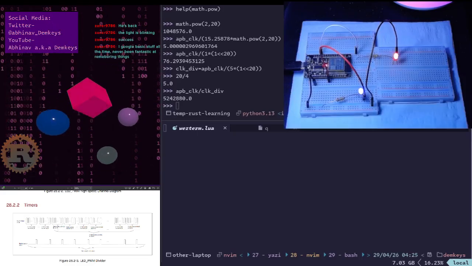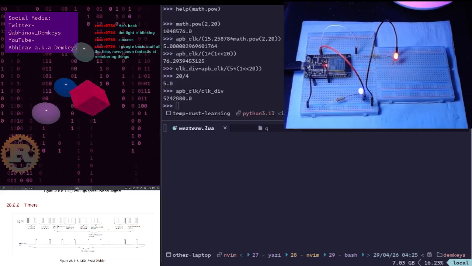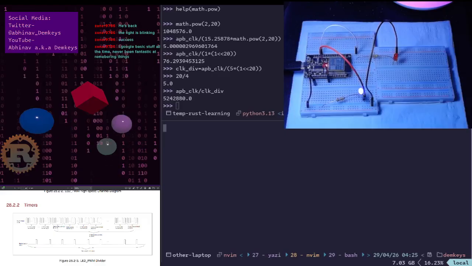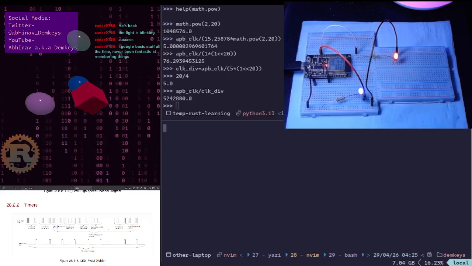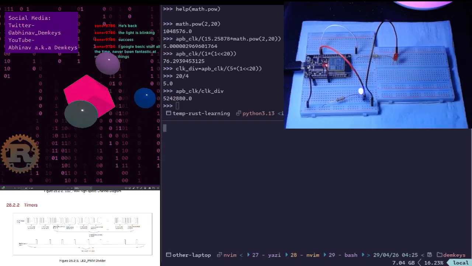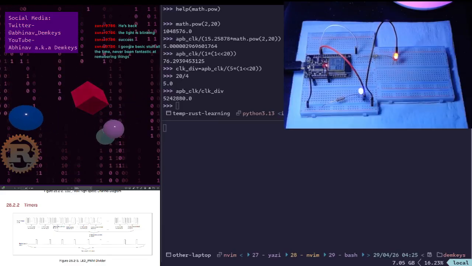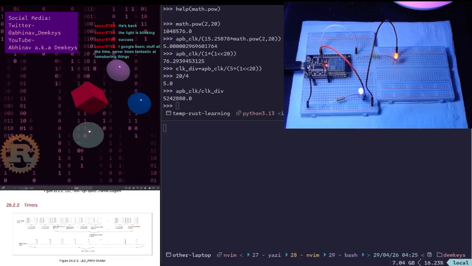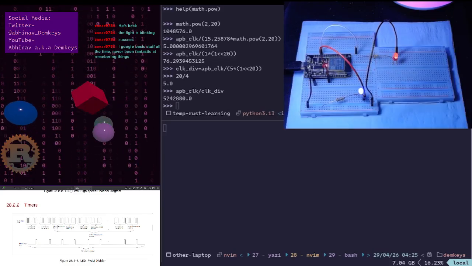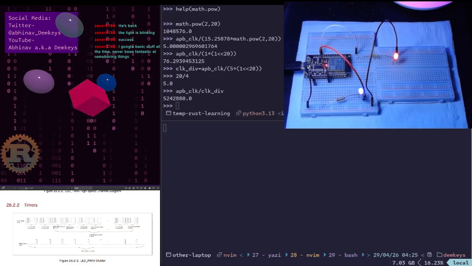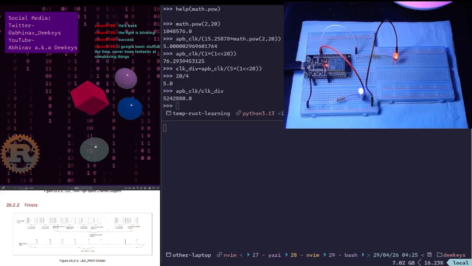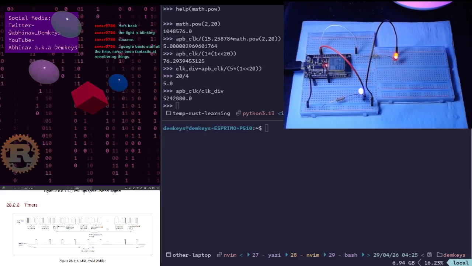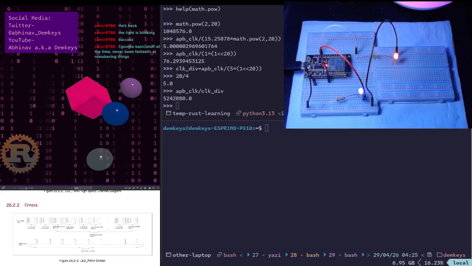Give me just a second because something seems to be stuck here. And I need to close this real quick. Is it this one? It's this one. Yeah. So I'm just gonna end this. Okay, great. Awesome. There.